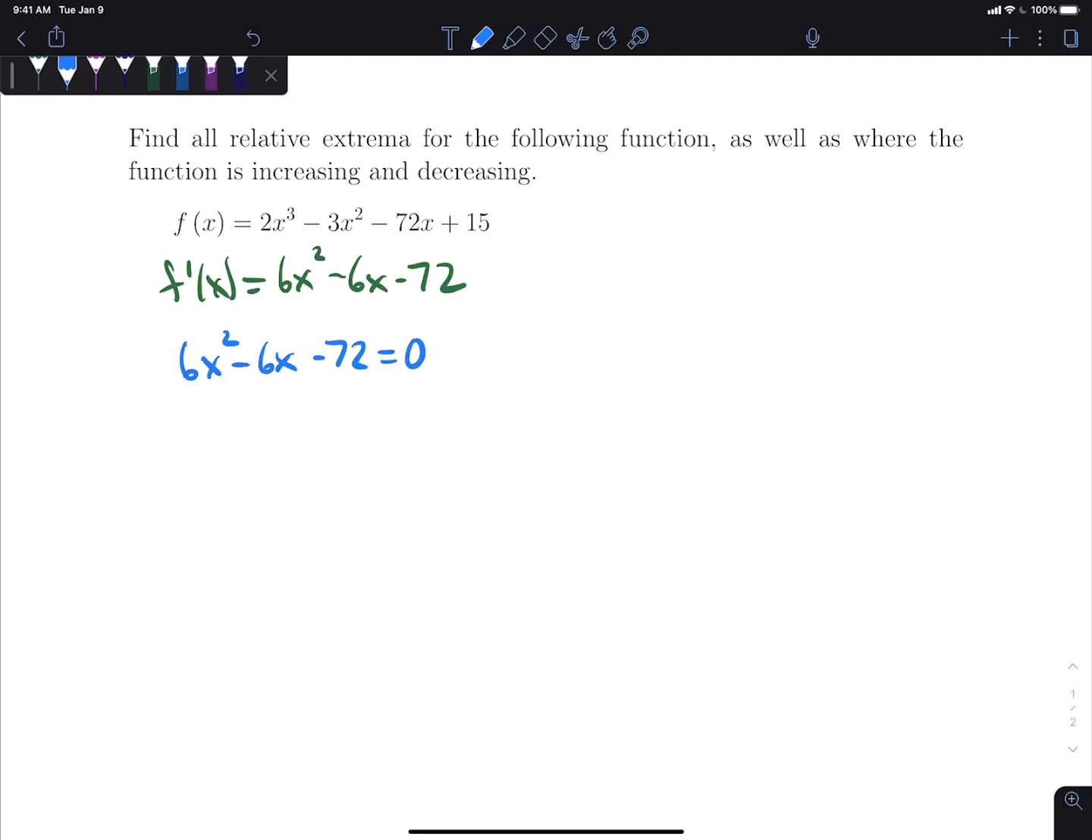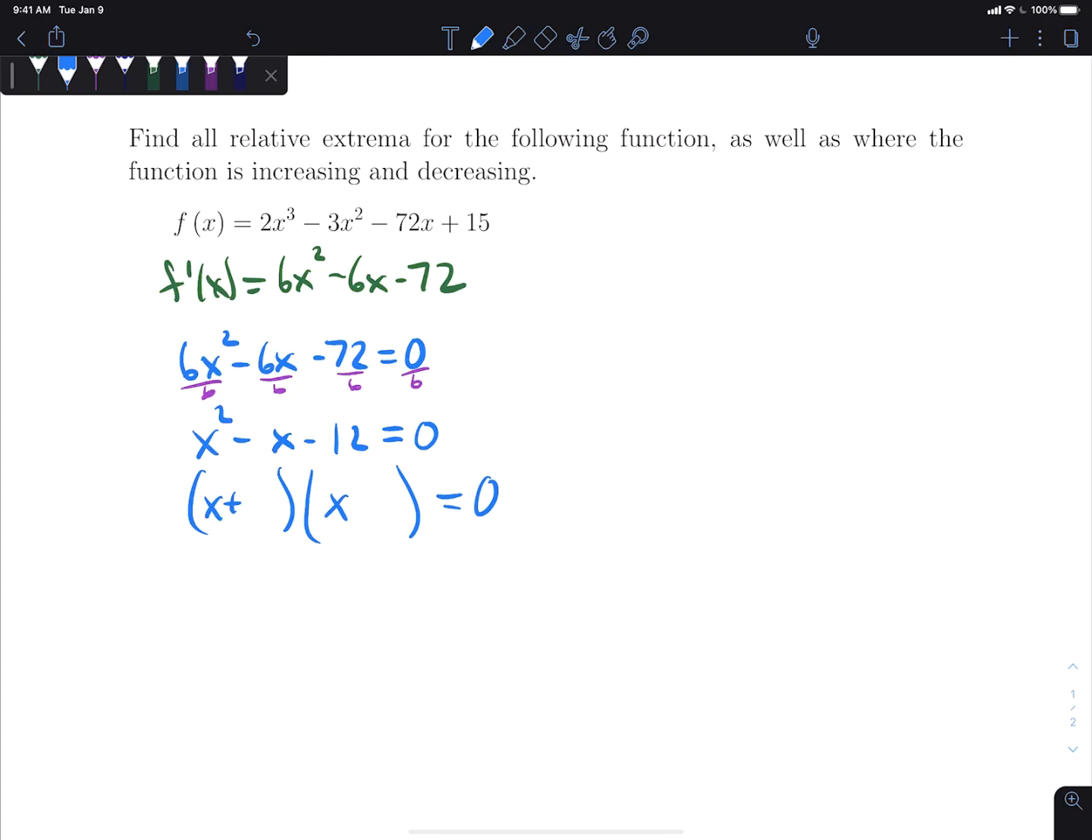My recommendation is go ahead and divide by 6, and that's going to give us x squared minus x minus 12 is equal to 0. Notice I divided everything by 6. And then I factor. Two sets of parentheses equaling 0. We have an x and an x with a plus 3 and a minus 4. Good. Set each one equal to 0 and solve. So x equals negative 3 and x equals 4.